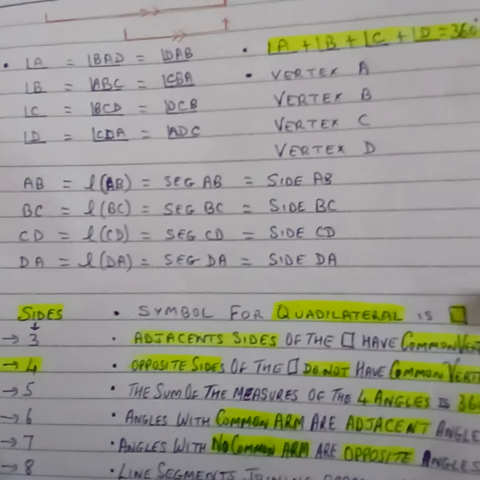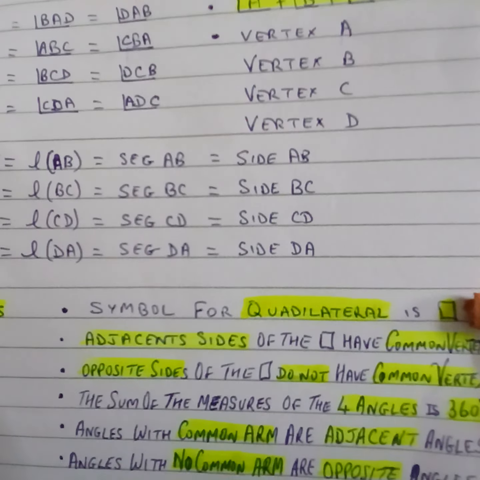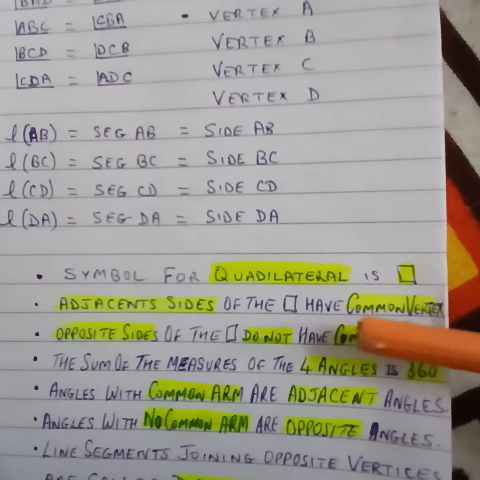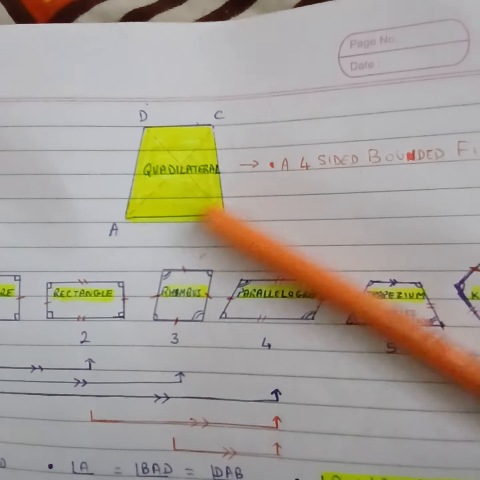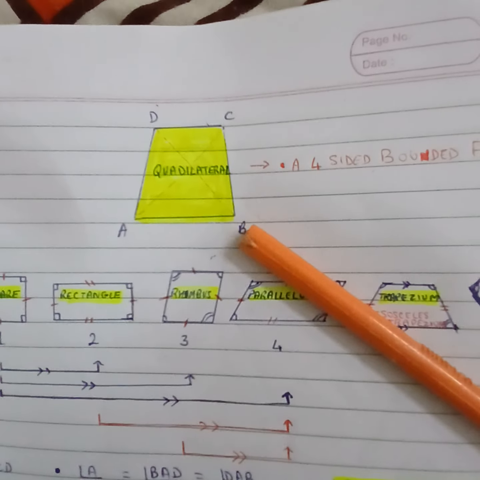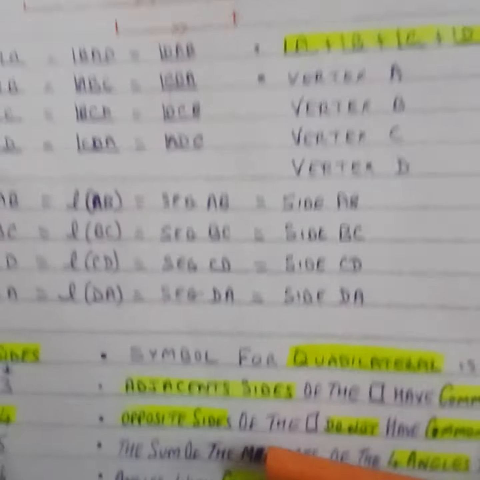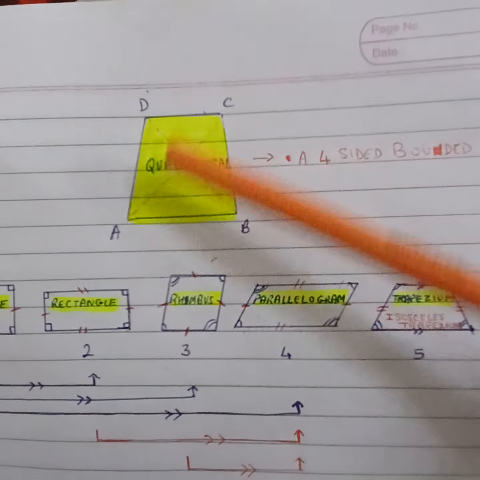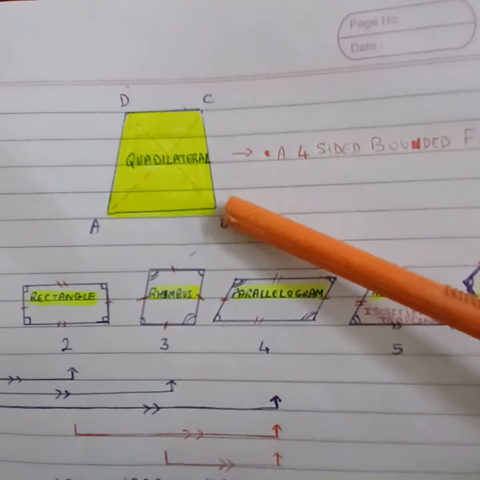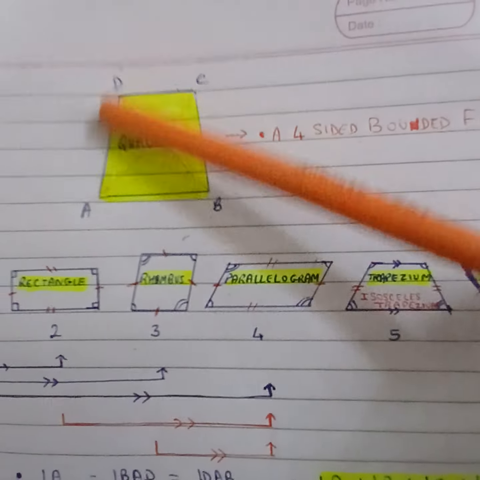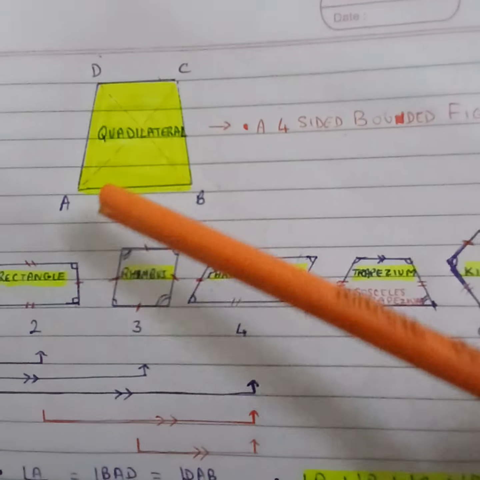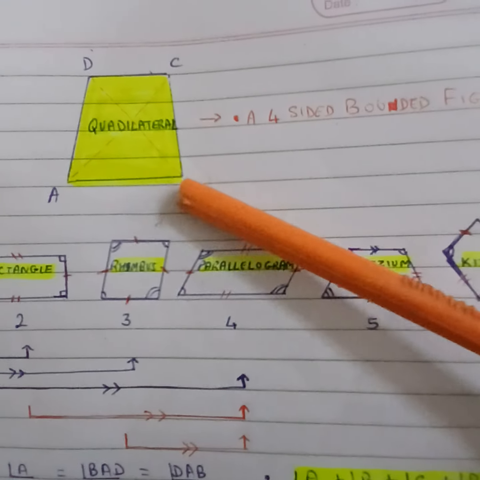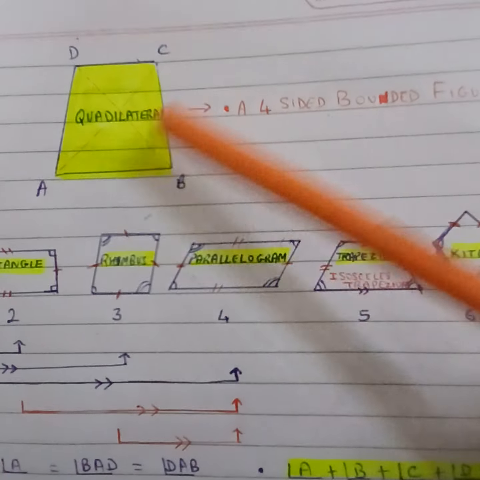Symbol for quadrilateral is here. Adjacent sides of the quadrilateral have common vertex. Now AB and BC, they are adjacent sides so they have a common vertex B. Opposite sides of the quadrilateral do not have common vertex. AB and CD, they are opposite sides, they do not have a common vertex. BC and AD are opposite sides, they too do not have common vertex. Whereas AB and BC have a common vertex B. They are adjacent sides.